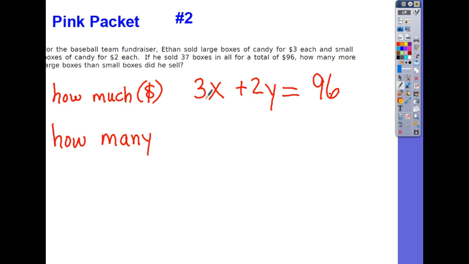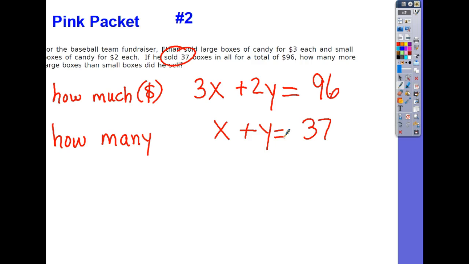Next, you're going to have how many. How many total boxes were sold? And that was large boxes plus small boxes. That's the only kind I got. So they add up to be 37. Now that I have two equations, that's a system because there's more than one.